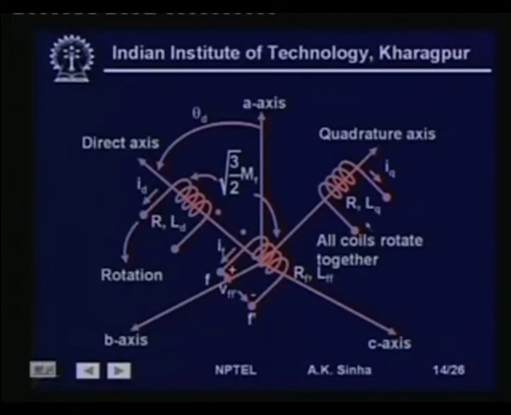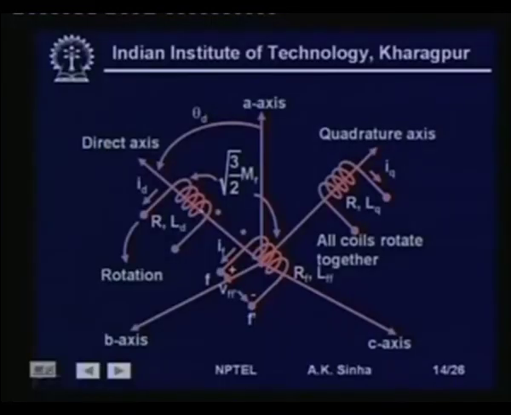Now, these windings, that is the direct axis winding and the quadrature axis winding or coil, are fictitious coils and they are assumed to be rotating at synchronous speed, that is at the same speed as the rotor is rotating, and therefore, they appear to be stationary with respect to the rotor. This is the reason why the inductances remain constant in the dq0 frame of reference.